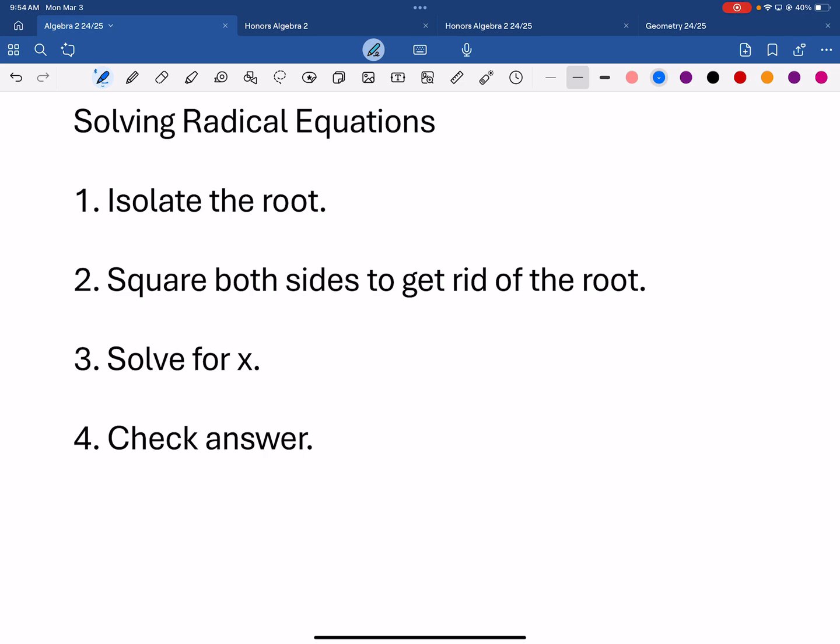Worksheets right there. The answers are inside of Schoology. Get to work.